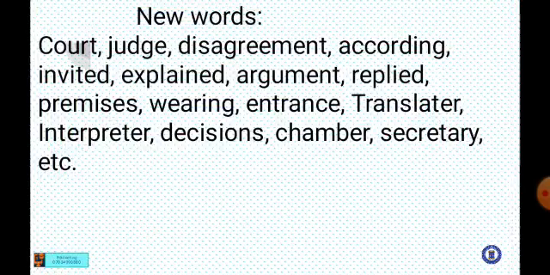Court, judge, disagreement, according, invited, explained, argument, replied, premises, wherein, entrance, translator, interpreter, decisions, chamber, secretary. So I would like you people to go through them, learn how to spell them so that you should be able to read your passage very well. And it will also help you to pass your spellings, CA tests or exams.